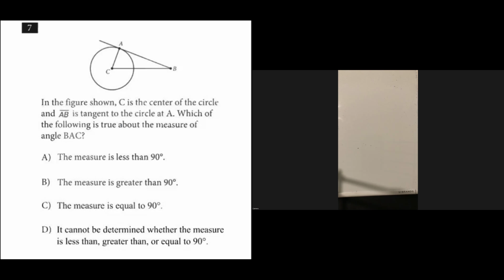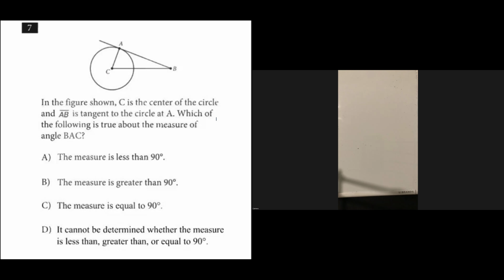Okay, so for question 7, we're given that C is the center of the circle. We're given AB is tangent to the circle at A. So tangent basically means perpendicular, or I guess parallel in this case. It depends on how you see it. It's perpendicular to line AC, but it's parallel to essentially the circle.